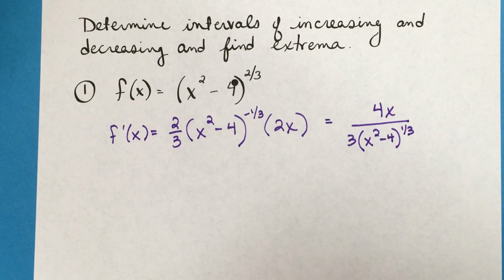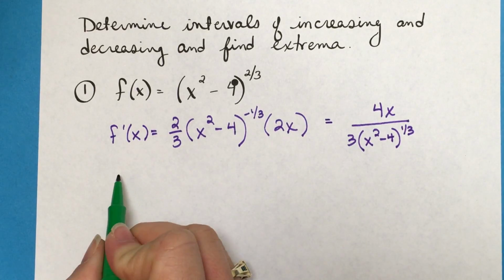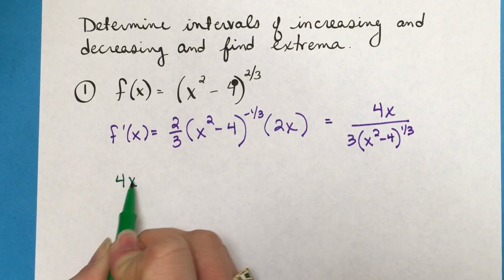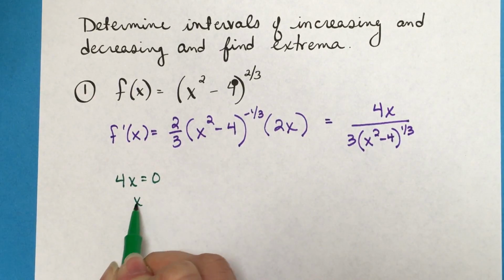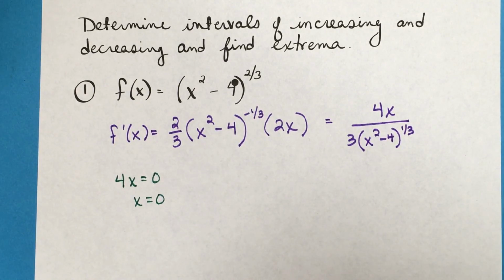Okay, so let's work on finding those critical numbers. Where is my first derivative equal to 0, and where is it undefined? So to find out where it's equal to 0, that would come from your numerator. So you would do 4x is equal to 0, therefore x would just be equal to 0.